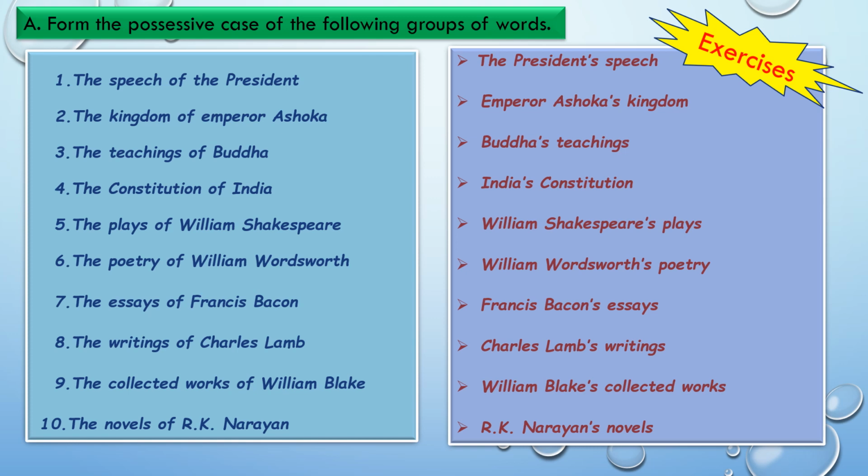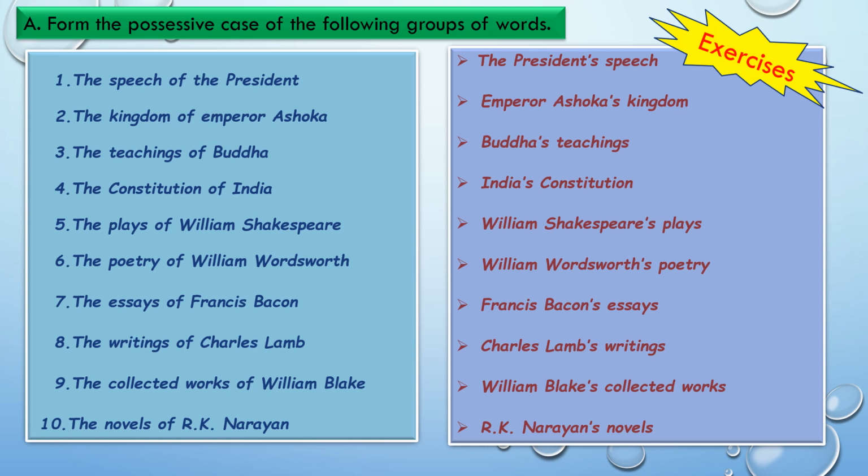The poetry of William Wordsworth. William Wordsworth's poetry. The essays of Francis Bacon. We will write Francis Bacon's essays. Number 8. The writings of Charles Lamb. We will form the possessive case like this. Charles Lamb's writings. See, Charles Lamb is the name of a person, a single noun that does not end in S. So we will add apostrophe S.